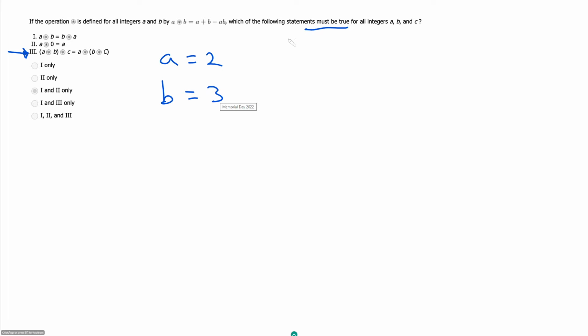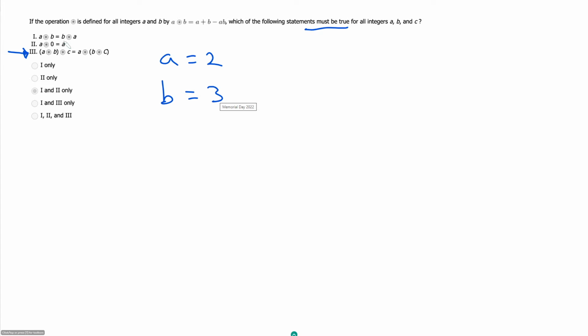If we're looking for what must be true, then if I plug 2 in for a and 3 in for b, and I get that any one of these statements is true, I cannot say that statement is definitively true, because all I've done is prove it for this one set of examples that I've chosen. What I can do is, if I get that these two terms are not equal to each other for any of the statements, I can eliminate that answer choice, because all you need to do is prove it's not true for one case to eliminate that statement.